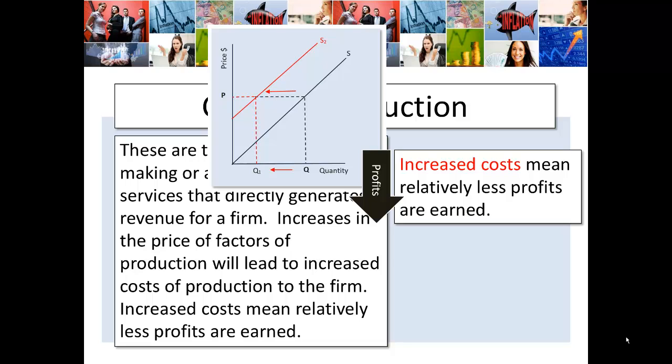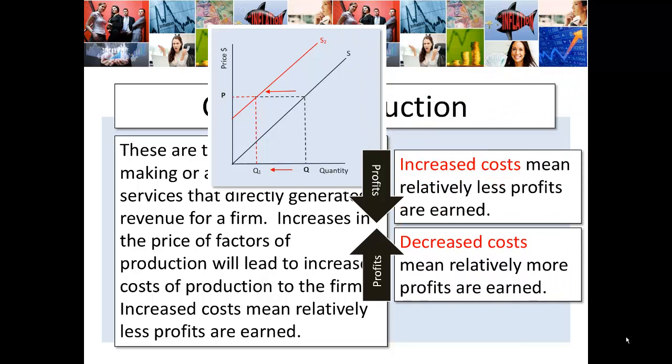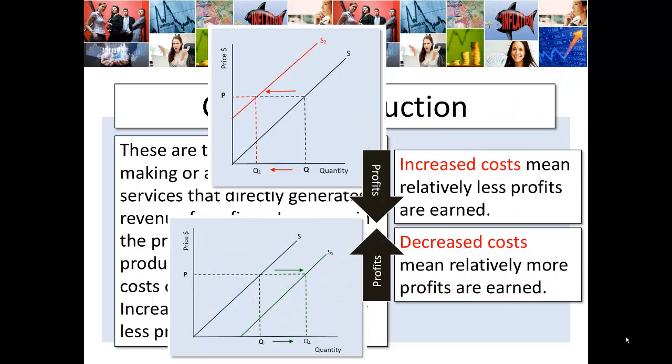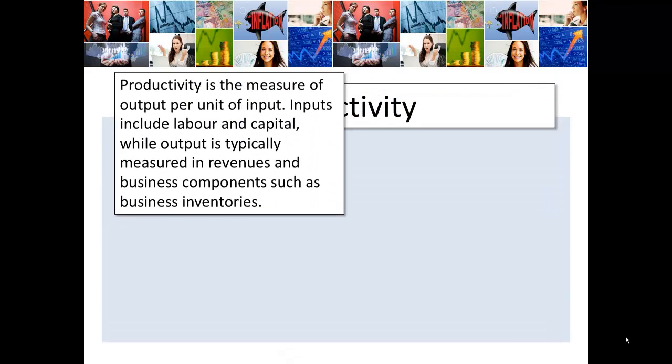So the supply curve is going to decrease, shift left. Decrease costs, increase profits, and the supply curve will shift right. Decrease costs, more profitability, increase in supply, the supply curve shifting right.